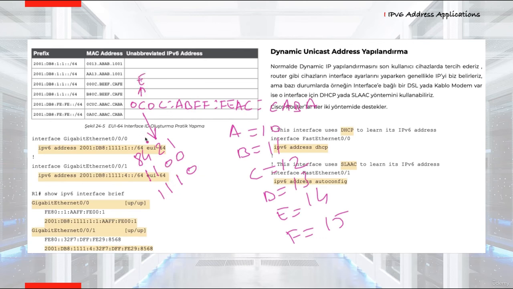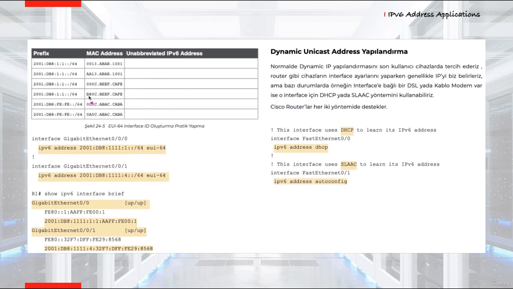In this example, it happened this way, friends, so this is C, and this is E. In this example, we gave 8 and we did this before, and we finished our examples. Here I also wrote how you can configure it under interface: our command is ipv6 address, then we write our prefix, then when we write EUI-64 at the end, the ID of this interface is automatically generated.